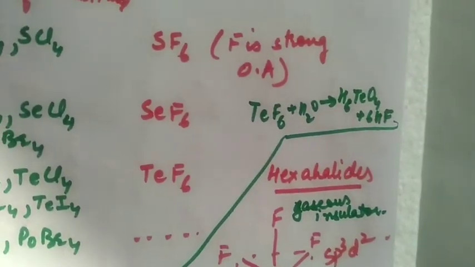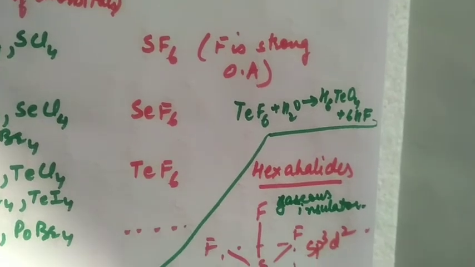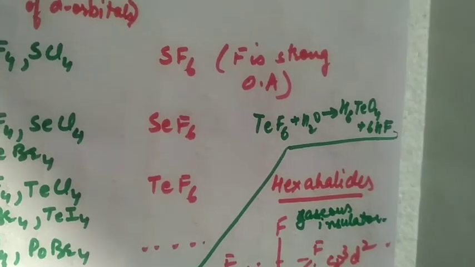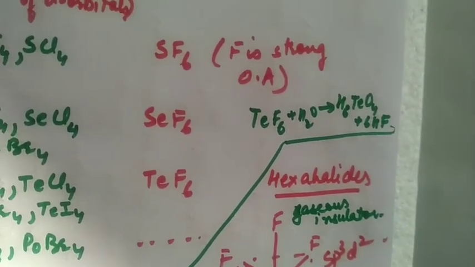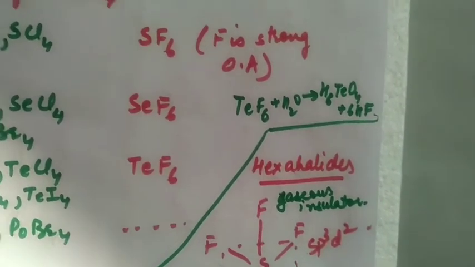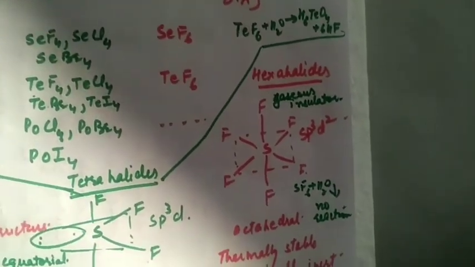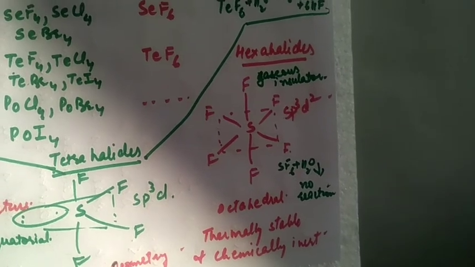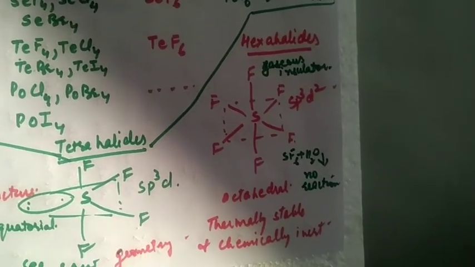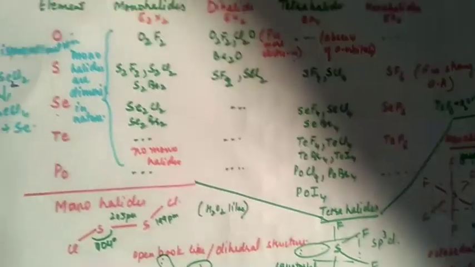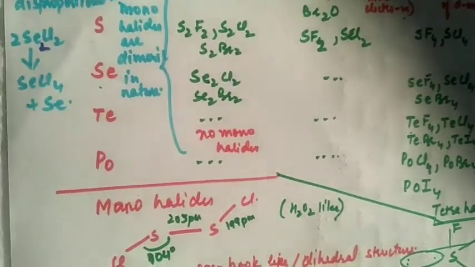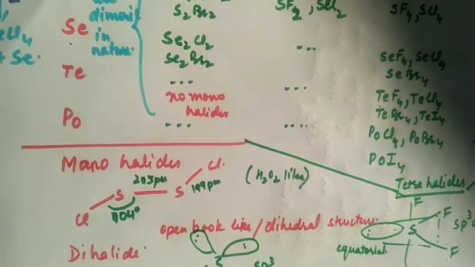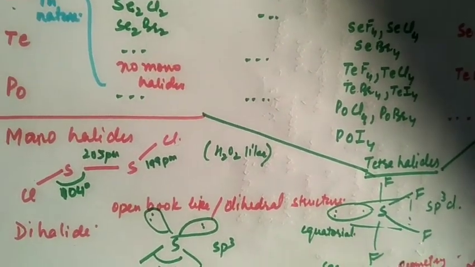But in tellurium hexafluoride, fluorine is not able to hide the bigger tellurium atom, so reaction is possible. Telluric acid and hydrogen fluoride are formed. Because of this inert nature of sulfur hexafluoride, it is used as a gaseous insulator. So this is all about the halides of the oxygen family. So we have covered the chemical properties of the oxygen family today.